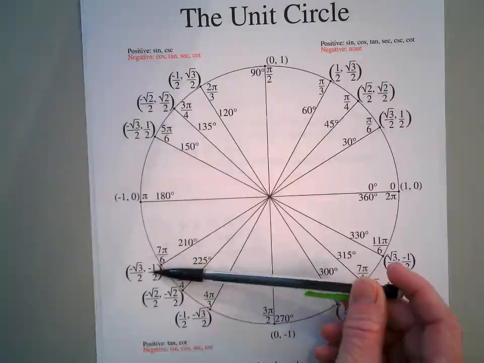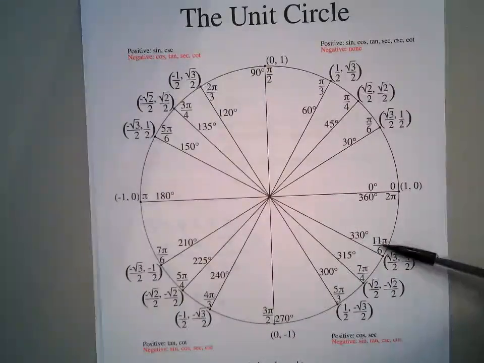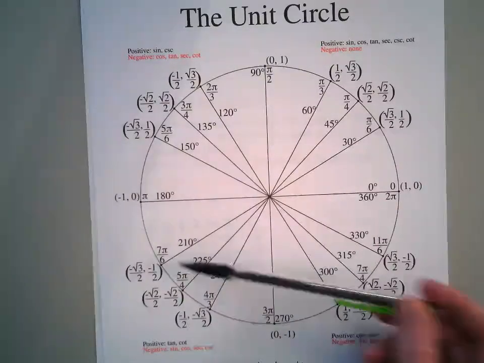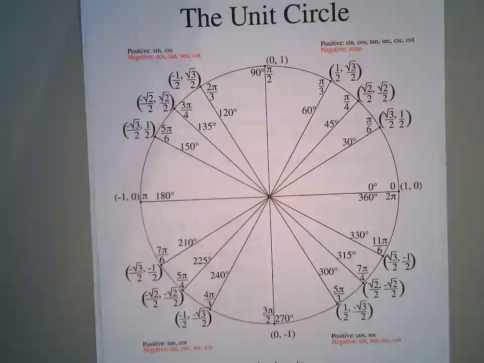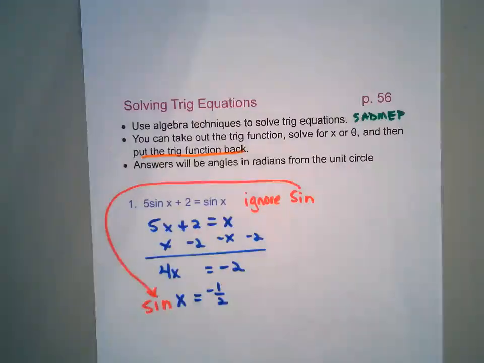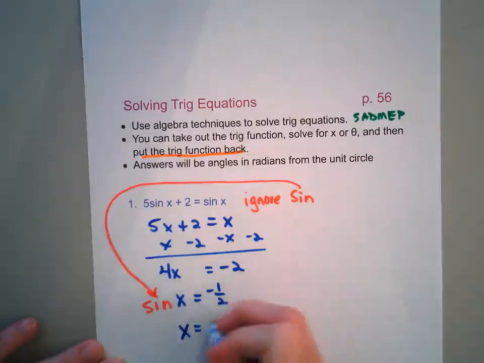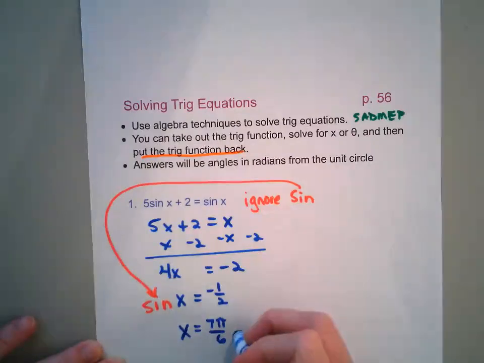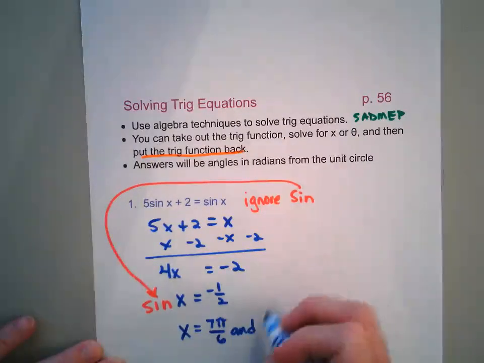Here's negative 1/2. And we can use straight up 11 pi over 6, and we can use 7 pi over 6. We don't have to use quadrant 1 and quadrant 4 like we did with inverses, because that's not what we're doing. We're finding every place on the unit circle that has a y value that's negative 1/2. So we have two answers for this problem: x equals 7 pi over 6 and 11 pi over 6.